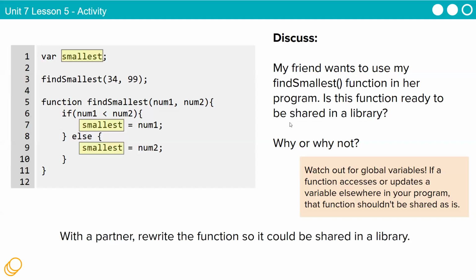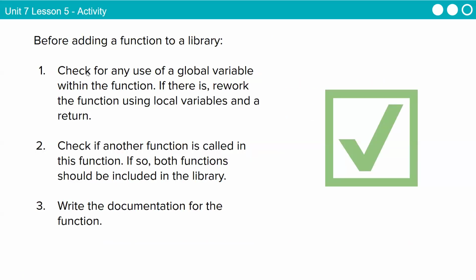So you thought with a partner, students in class thought about, well, how could we rewrite the function so it could be shared in a library? And the hint here is, could we somehow use a return value that would return the smallest? Now, before I show you the updated code that is fit for a library, we're going to review a few things to keep in mind as you build out functions for libraries. Before adding a function to a library, check for any use of a global variable within the function. If there is, rework the function using local variables and a return. Check if another function is called in this function. If so, both functions should be included in the library. And you need to write the documentation for the function.